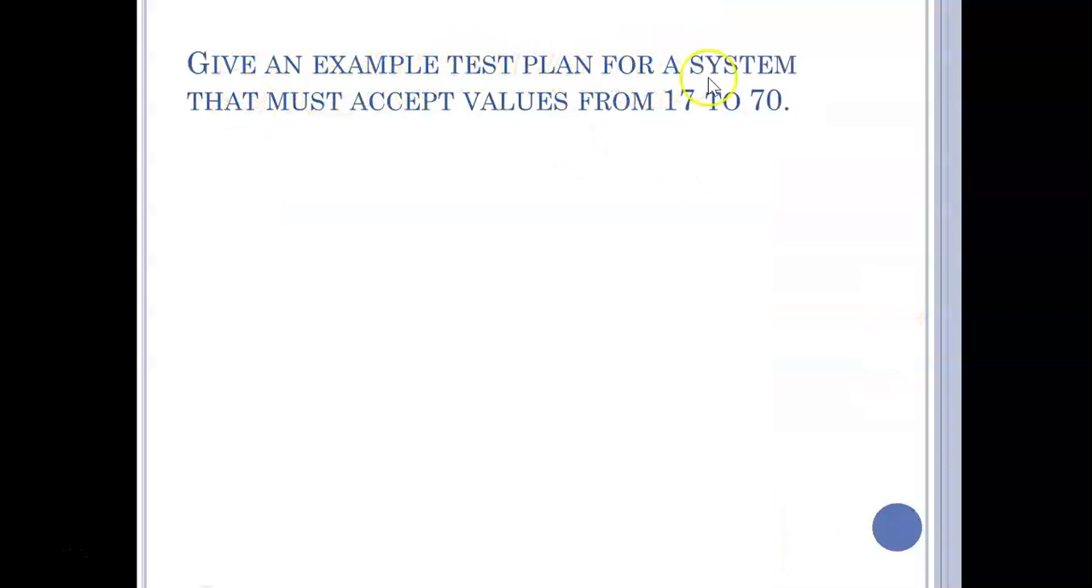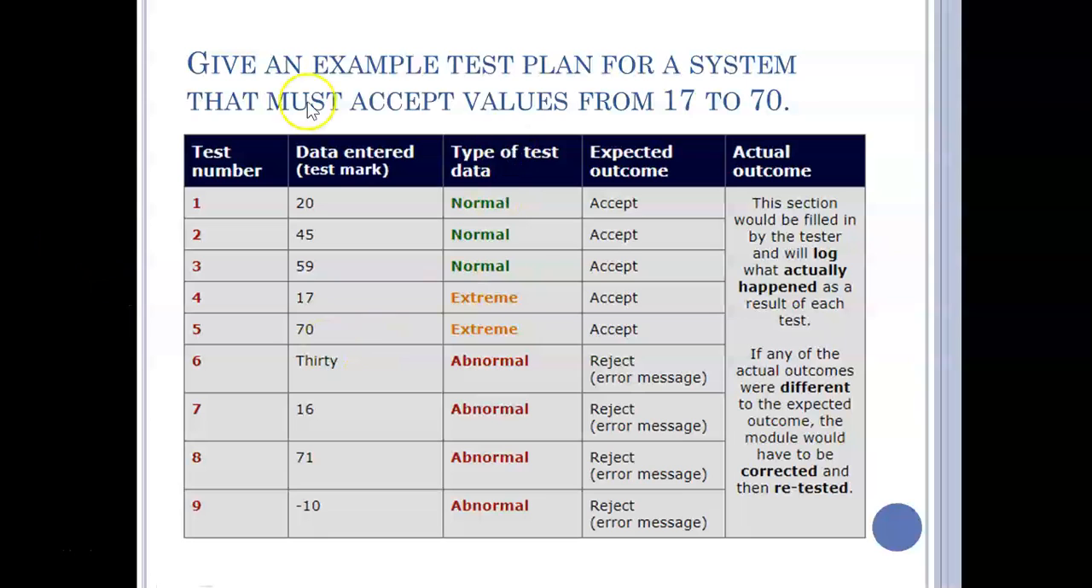Give an example of a test plan for a system that must accept values from 17 to 70. So we could have something like this. If you have a text box that accepts only values in this range, so anything between these two would be normal. So for example, 20, 45, 59, that's information between these two values, that's normal data. 17 and 70, however, although it's normal, this is a specific or special type of data. They are the highest and the lowest values, so those are extreme data.